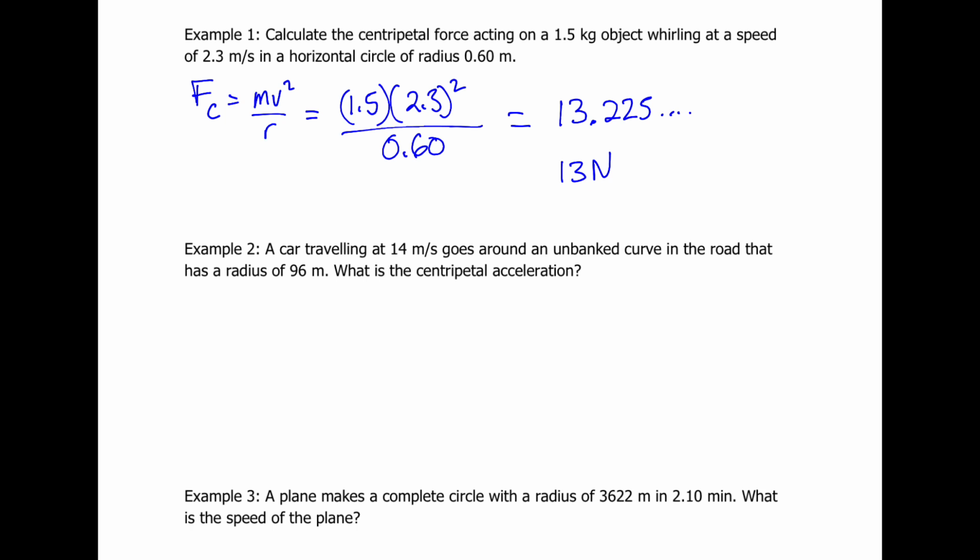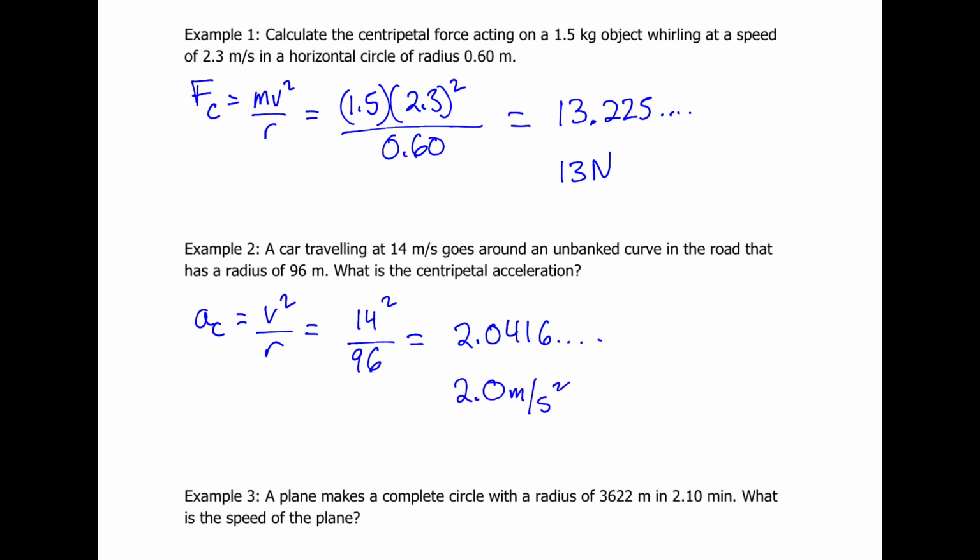The centripetal acceleration is equal to v squared over r, which is 14 squared divided by 96. That's it. It's 2.0416, bunch of numbers, but it's 2.0 meters per second squared. It is 2 significant digits worth of information. So we have an acceleration of 2.0 meters per second squared towards the center of this turn.